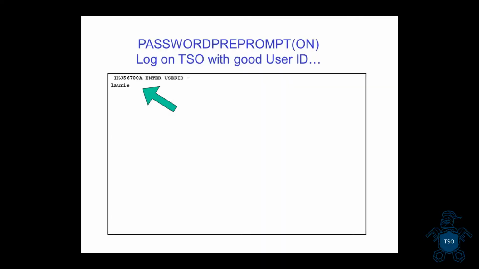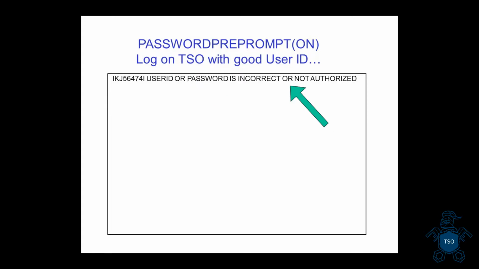You can probably guess what happens when you log on with a good user ID, but let's take a look. At the login prompt, we enter a good user ID. Then Miss Hacker guesses a bad password, and she sees the same message she got even when she had a bad password. That makes it a lot harder to get a list of active TSO user IDs. Let's see how you enable this.